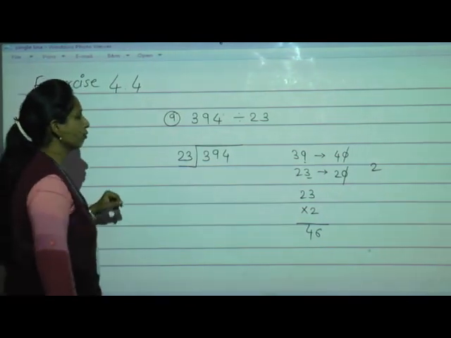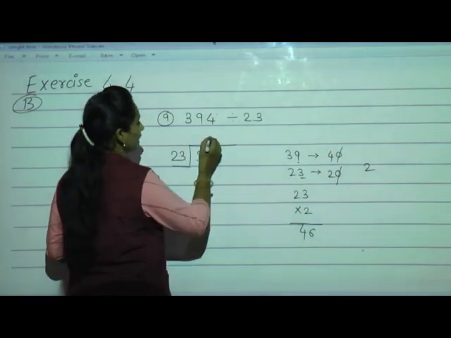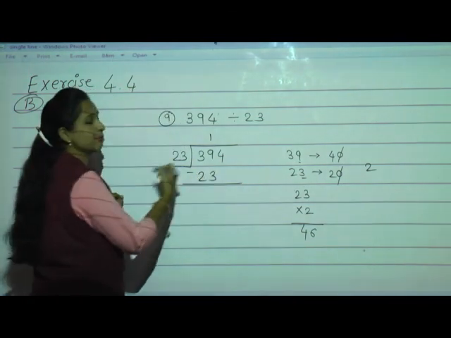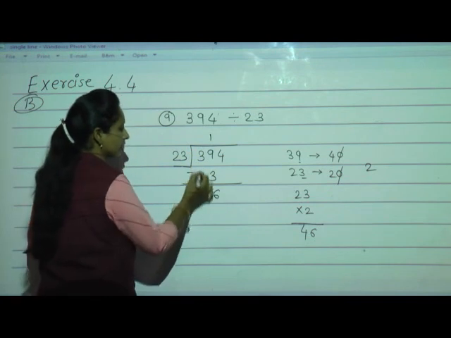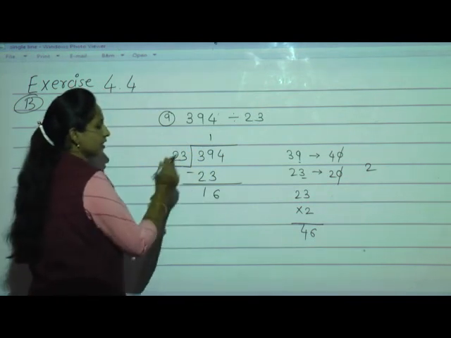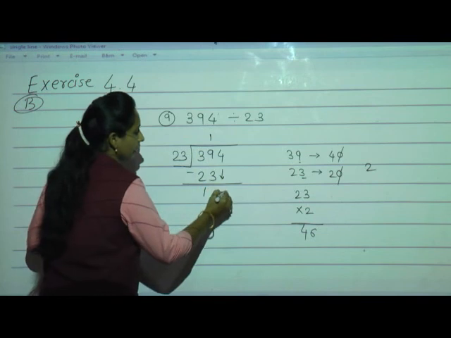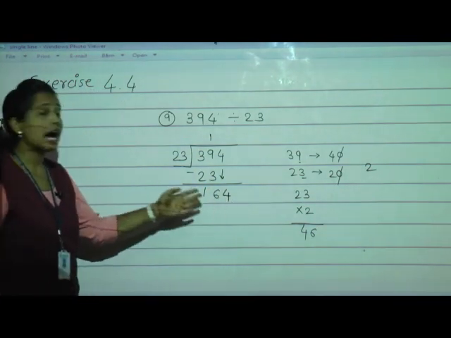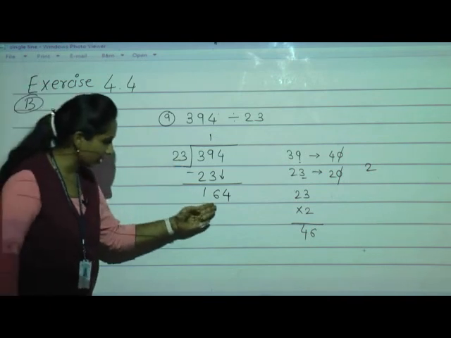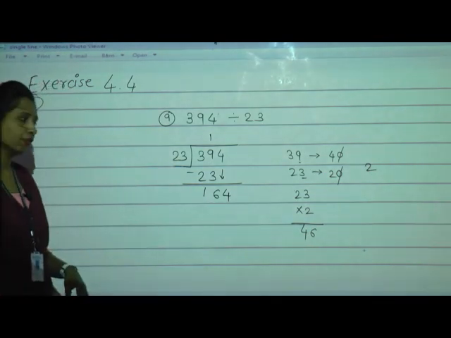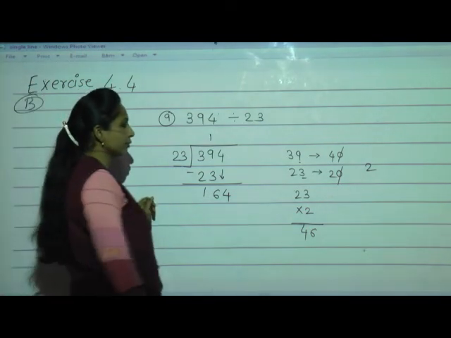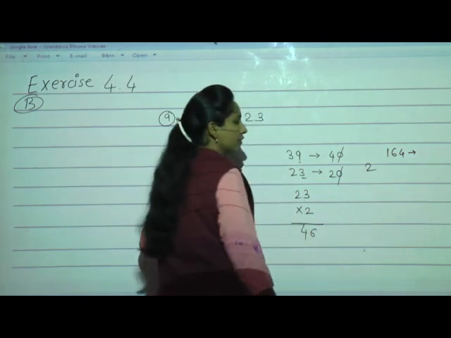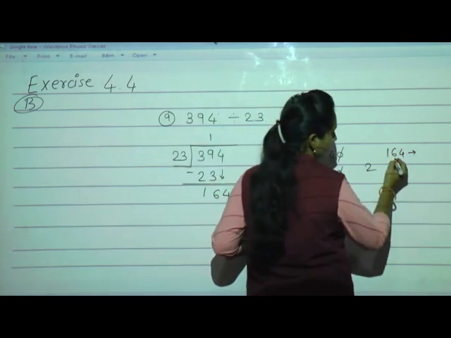So in that case what do we have to do? We have to go with 23 ones are 23 only. Now do the subtraction. 9 minus 3 is 6. 3 minus 2 is 1. What is left? 16. Now bring down 4. Now we have to find out 164. How many times can 23 go from 164? Now what do we have to do? Write 164.